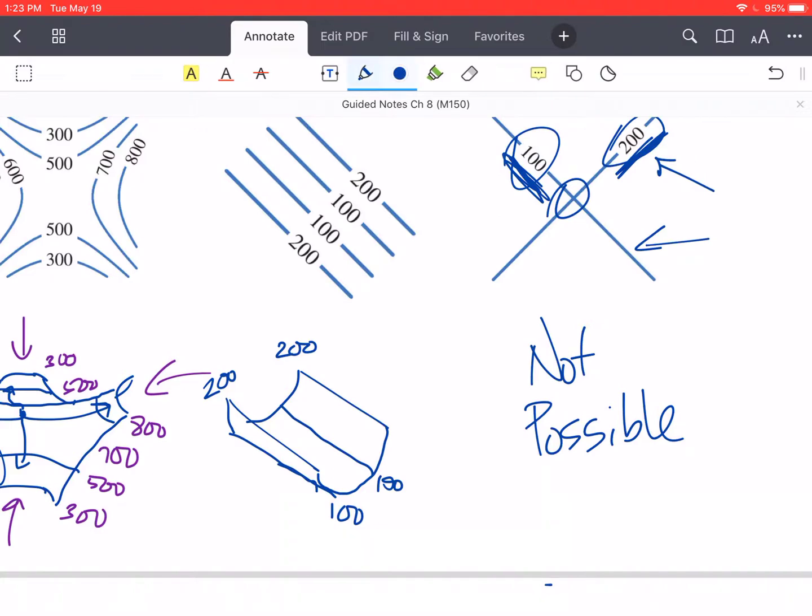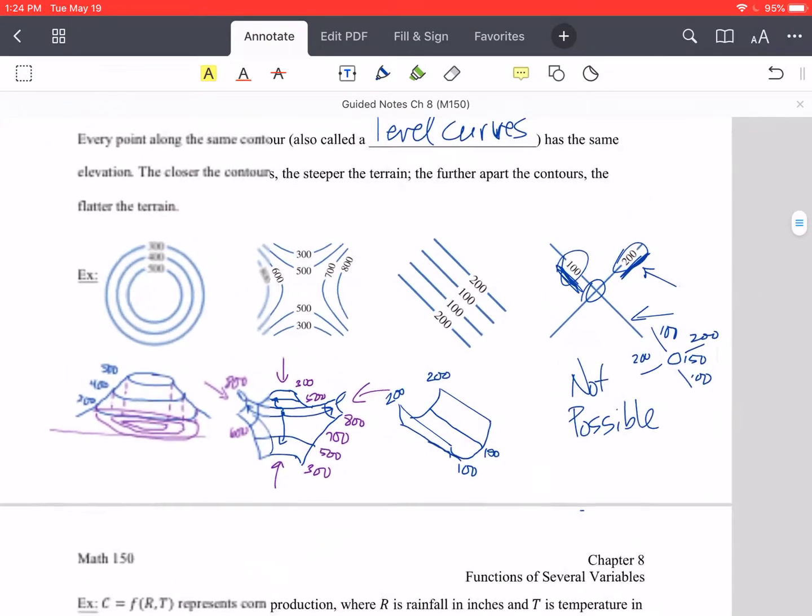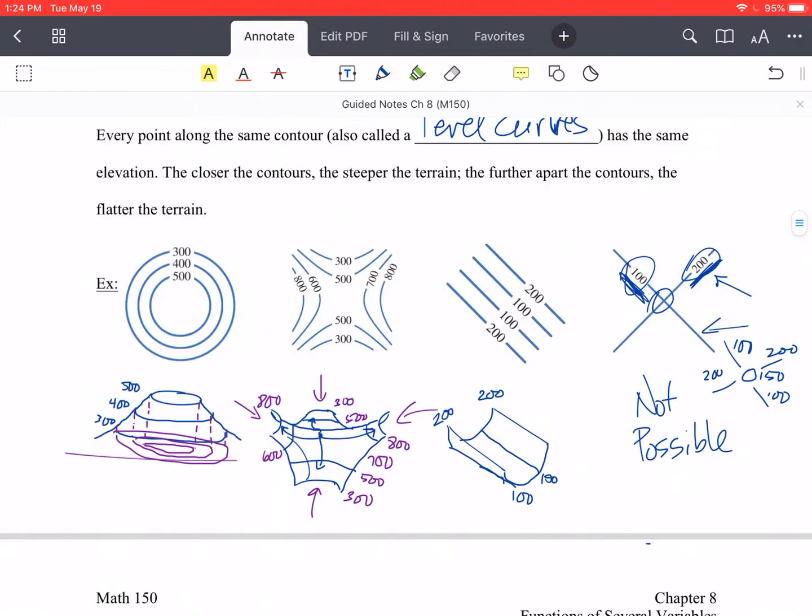If they did something like this, where you had a contour of 100 on both sides and then 200 on both sides like this, and then something kind of weird in the middle like a 150, all of which are not intersecting, then you could have a different conversation about what that looks like. But you can't have contours of different heights intersecting each other. Okay, so that's our introduction to visualizing these contours. So now let's look at some interpretation of these contour diagrams.